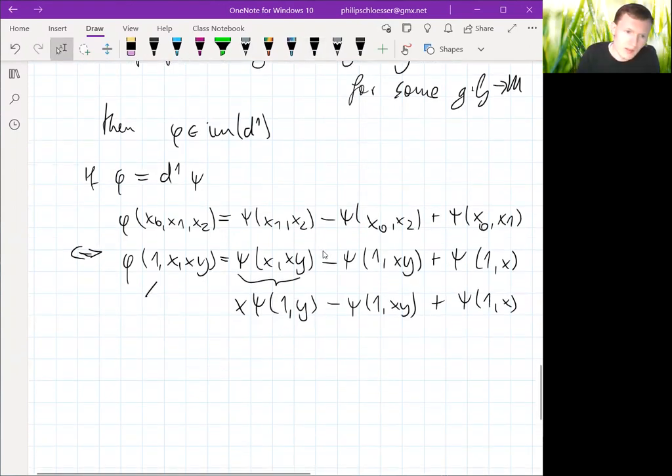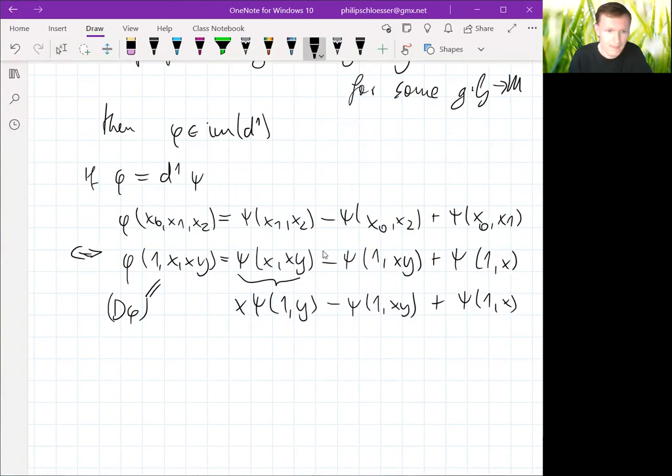Well, we see that this is equal to the dehomogenization of phi at x and y. And we see that this is of the shape x times some function evaluated at y, minus that same function evaluated at x times y, plus that same function evaluated at x.